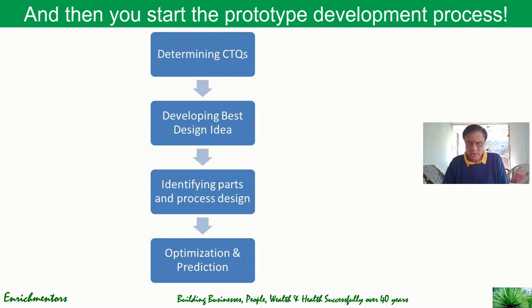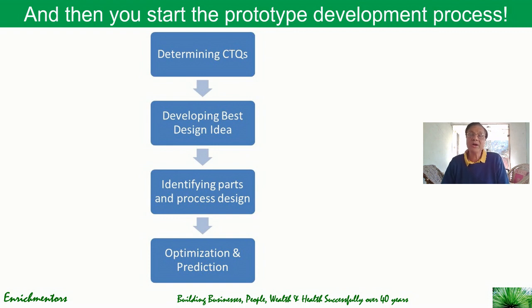So once you have determined the CTQs, the whole team, and this is entirely a team effort of product development, you work through a cross-functional team of designers, engineers, marketing, finance, QA people, and R&D people, all working together in developing a best design idea. What is the best way to meet those critical to quality requirements? And we will talk about this in a lot more detail as we go forward.